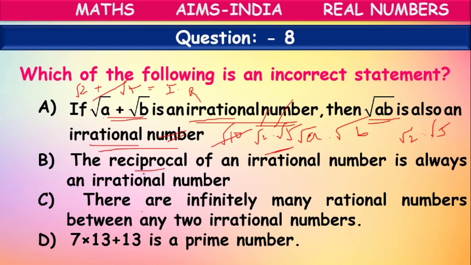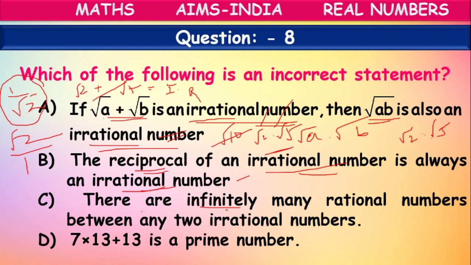So next, the reciprocal of an irrational number is always an irrational number. Root 2 is an irrational number. We can write root 2 by 1, whose reciprocal is 1 by root 2. It is also an irrational number. This is also a correct statement. Next, there are infinitely many rational numbers between two irrational numbers. Yes, it is true, because between root 2 and root 3, we can write so many rational numbers. This statement is also true.